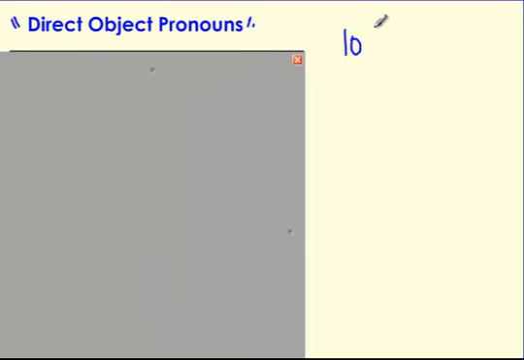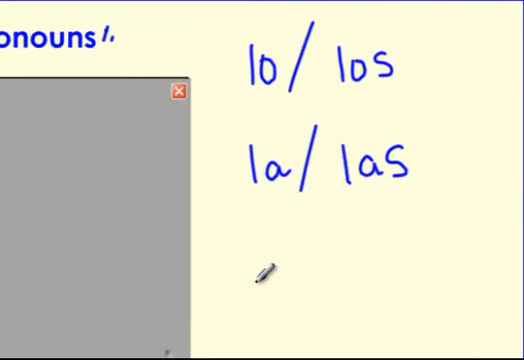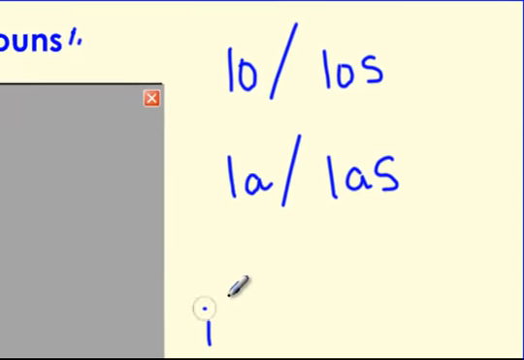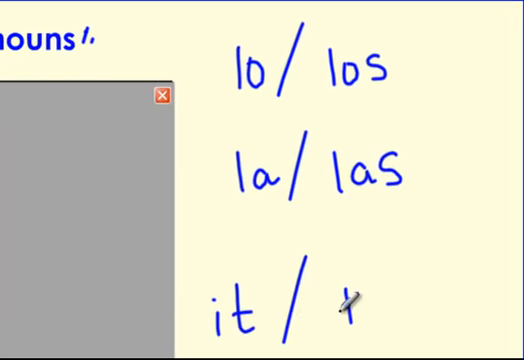We used lo as well as los, and we used la as well as las. When we were using these direct object pronouns, we were referring to, in English, it as well as they. This chapter, we're going to use direct object pronouns to refer more to people instead of objects.